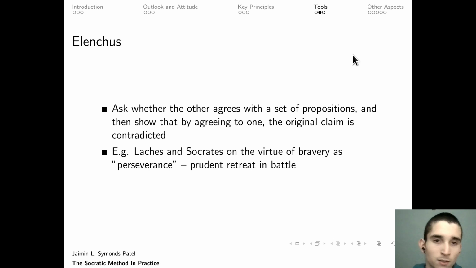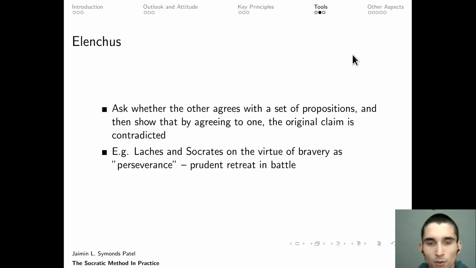An example is within these original dialogues, we find a character called Laches and a character called Socrates, whom we know quite well by now, hopefully. And they talk about the virtue of bravery. Now, Socrates asks Laches, is bravery the idea of perseverance, essentially at all costs, right? Perseverance of the soul at all costs. And Laches says, you know what? I agree with that. Bravery seems to be perseverance essentially at all costs.